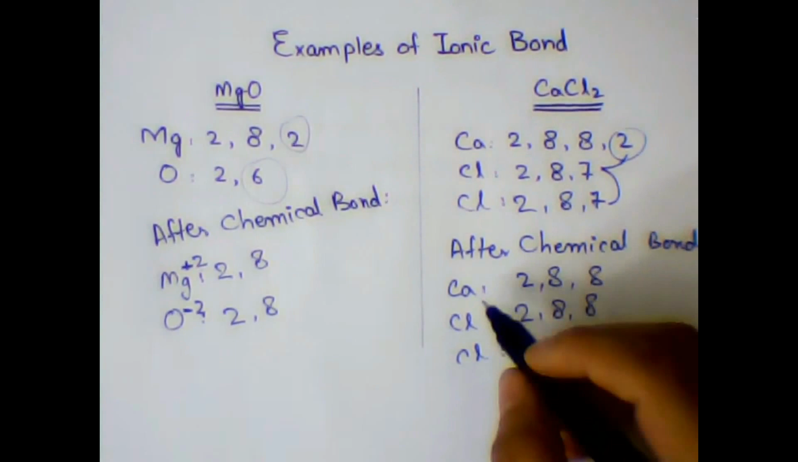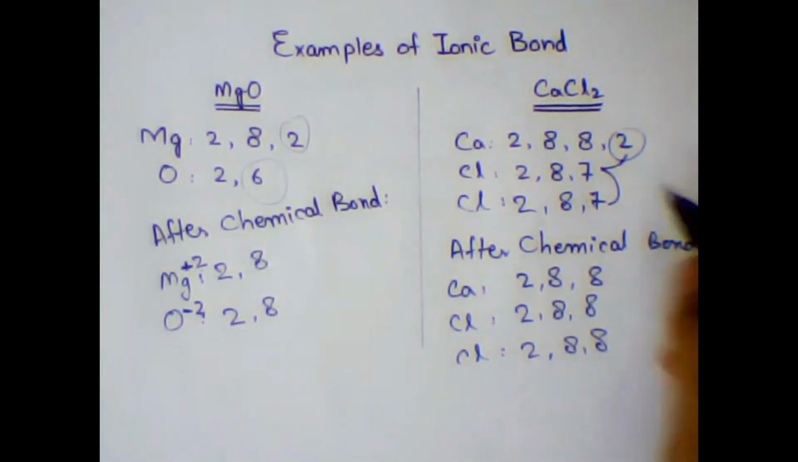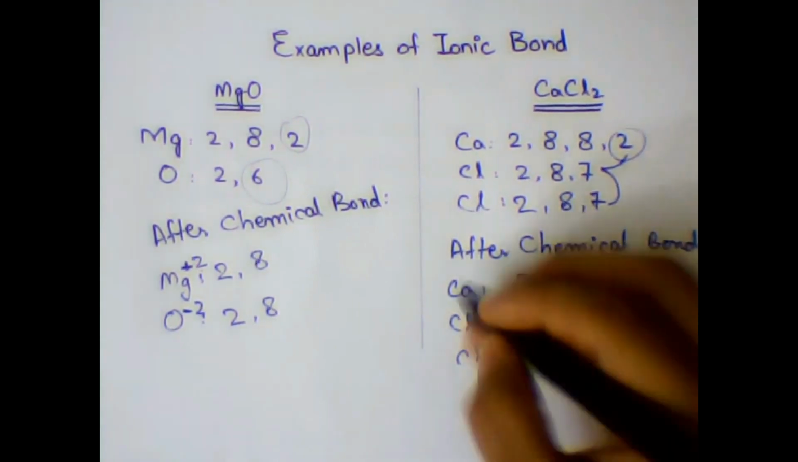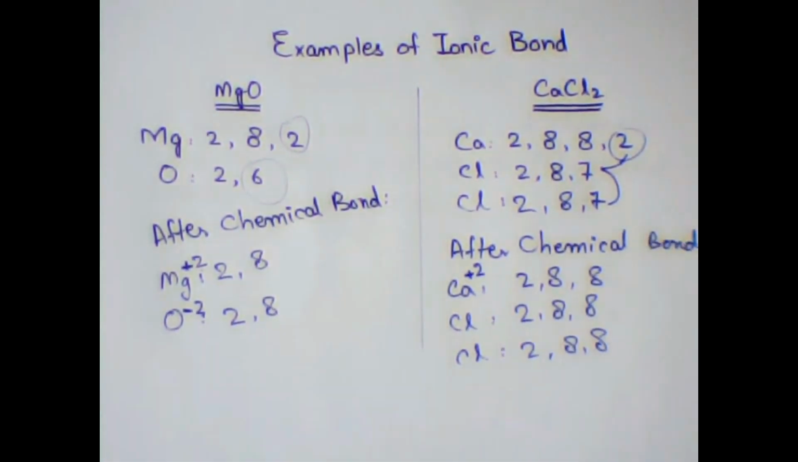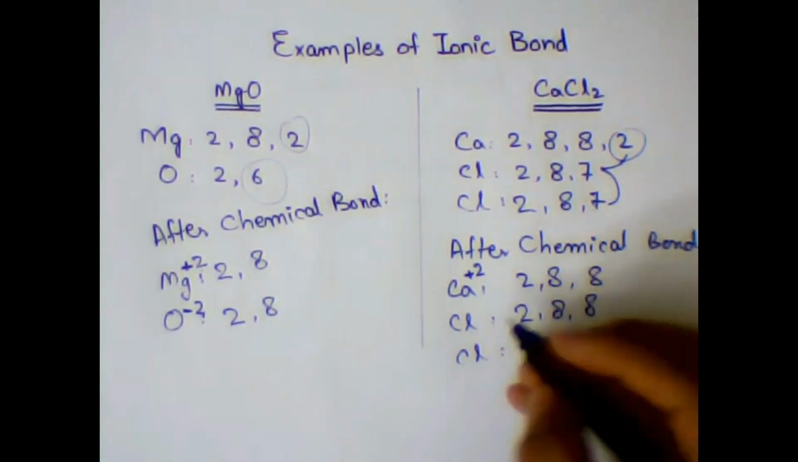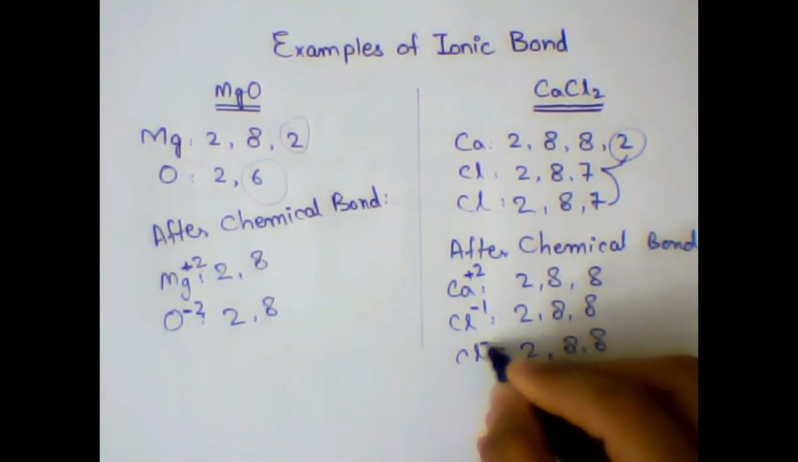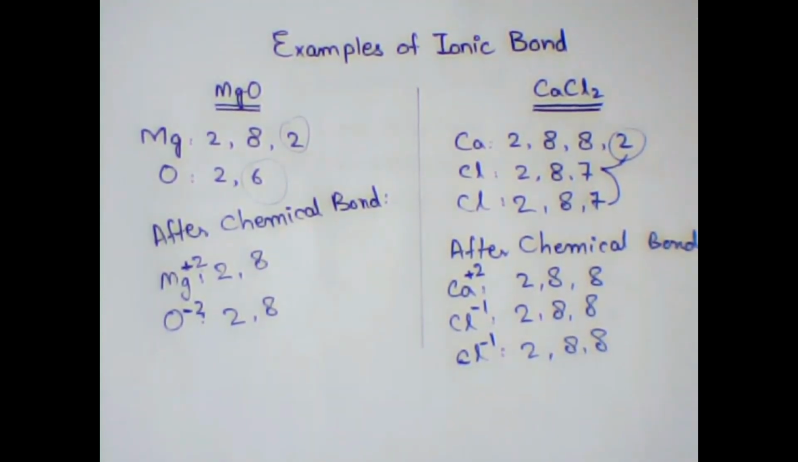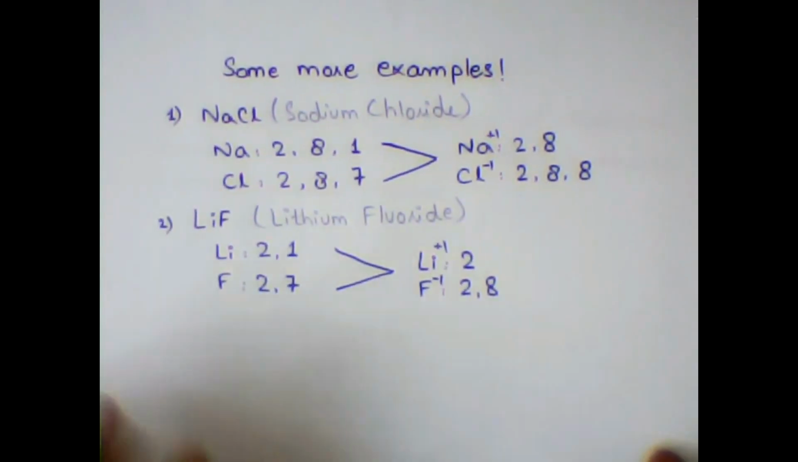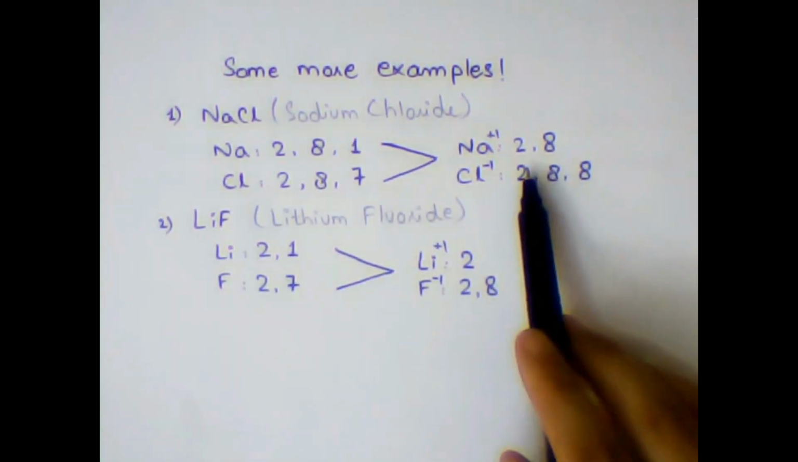Now as a result, ions appear. Since calcium loses its 2 electrons, it gains positive 2, which means it has 2 extra protons or more protons. Chlorine gains negative 1 because it gains 1 electron. Okay, some more examples of chemical bond, of ionic bond. Sodium chloride and lithium. This is the situation before bond, and this is the situation after bond.